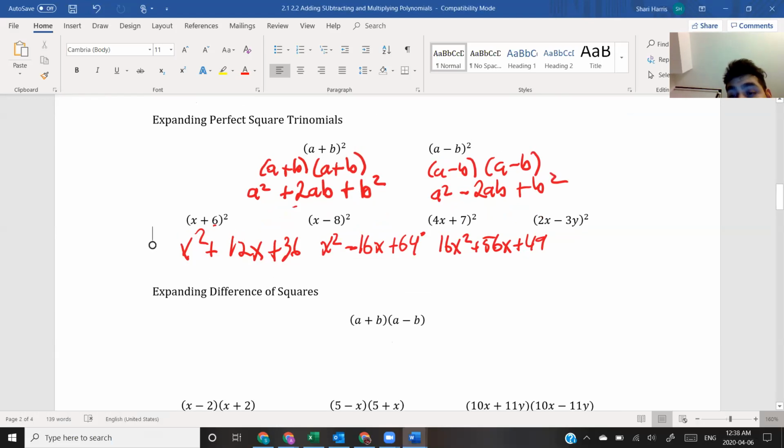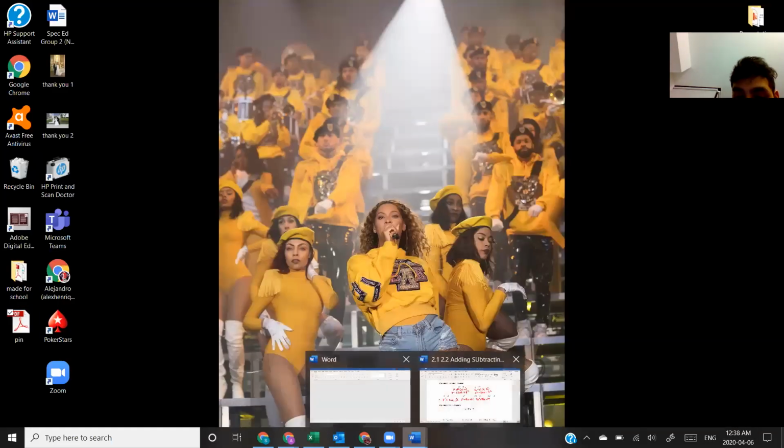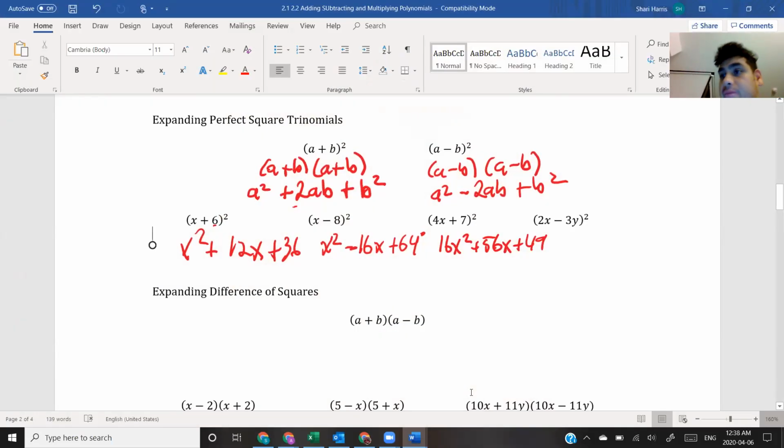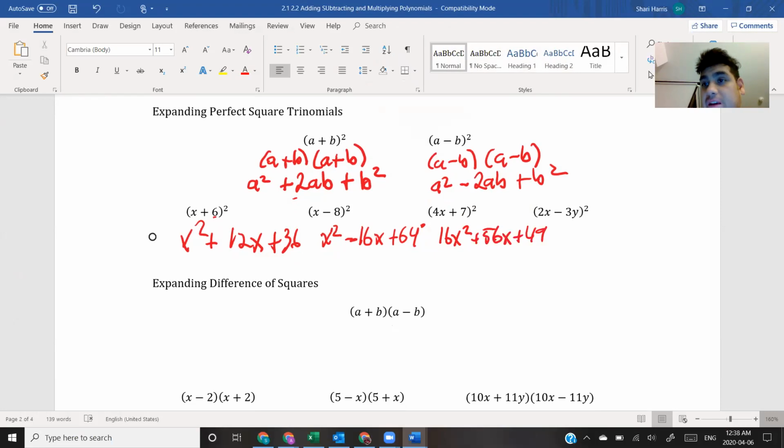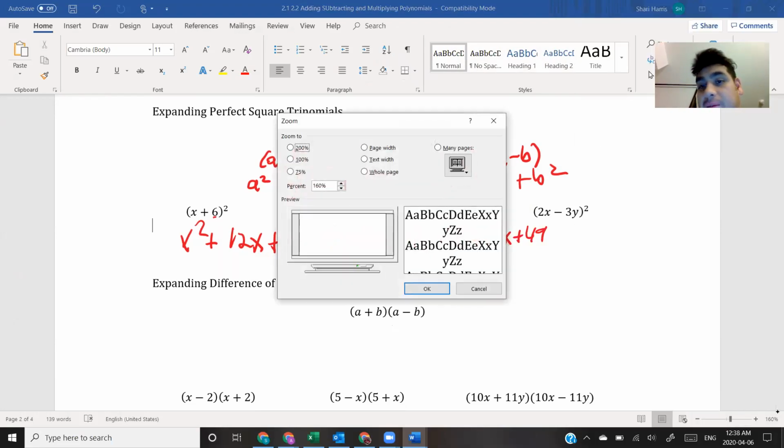And then this one right here, 2x minus 3y squared. Ooh. I'm sorry about this fail blog, people. And it says Sharifa, by the way, because this is my wife's laptop.